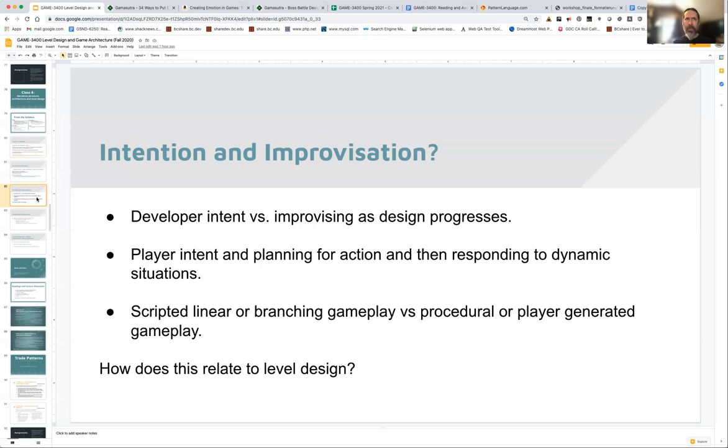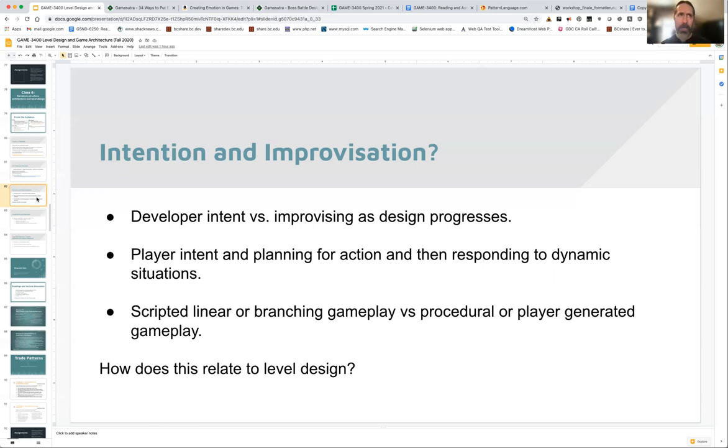versus procedural or player-generated gameplay. Procedural gameplay would be a roguelike or something like that, where the structure of the levels in relation to each other and the structure of the level internally is something that's being generated algorithmically and is different every time. And then player-generated gameplay would be Minecraft, where you're coming up with what you're planning to do yourself, or any MMO where there's social interaction, economically driven gameplay loops, or PvP structures that form that aren't explicitly designed by the game designers.